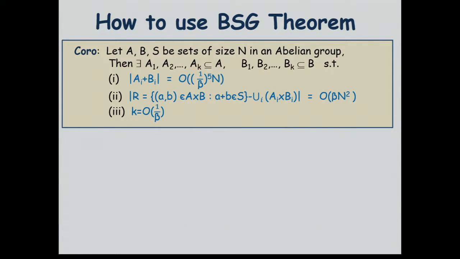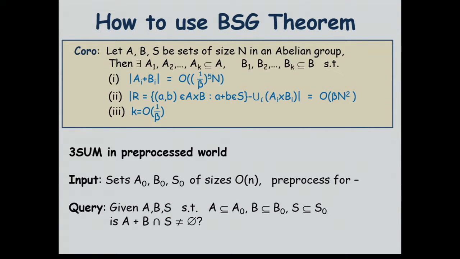Okay, so this is the corollary we achieved, and I want to come back to the problem that we had here. Our problem was 3-sum in a preprocessed world. You're given these sets A0, B0, and S0, each of size order of n, and you want to preprocess them, and then you get a query, and you want to know whether the 3-sum answer is yes or no.